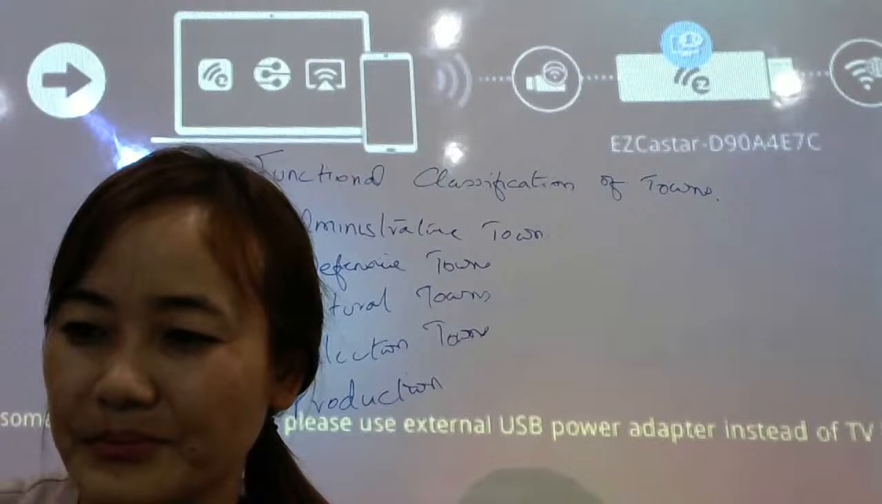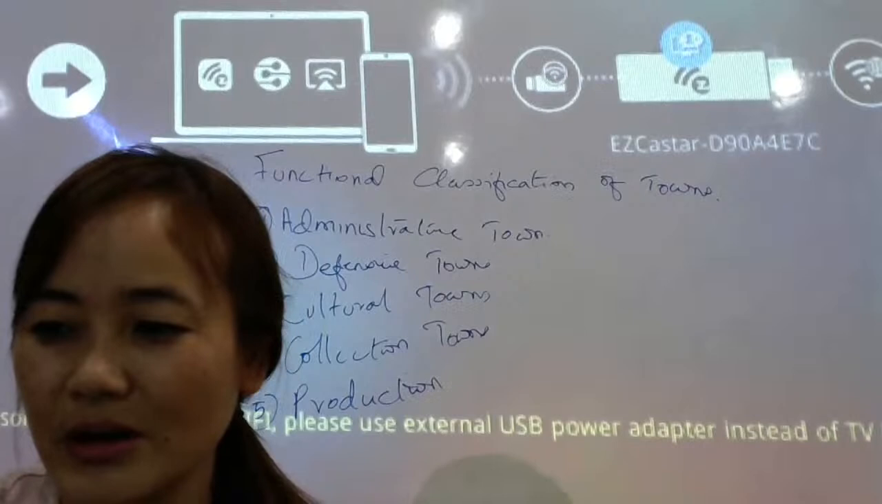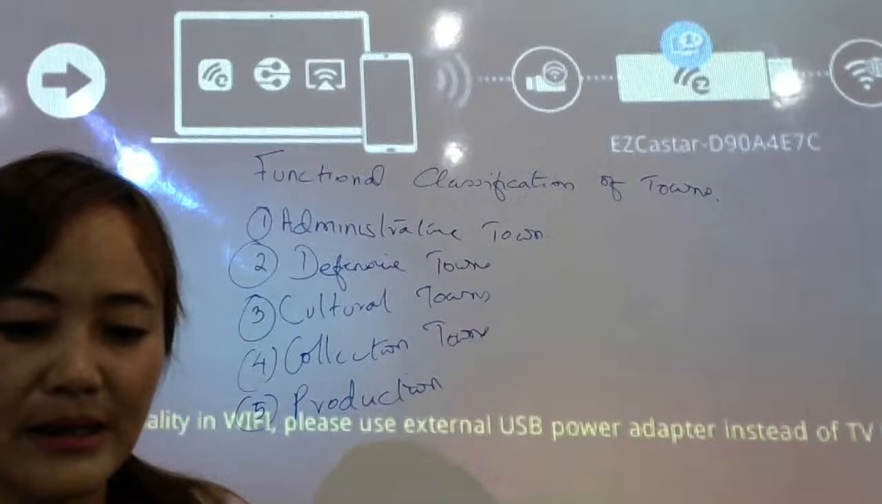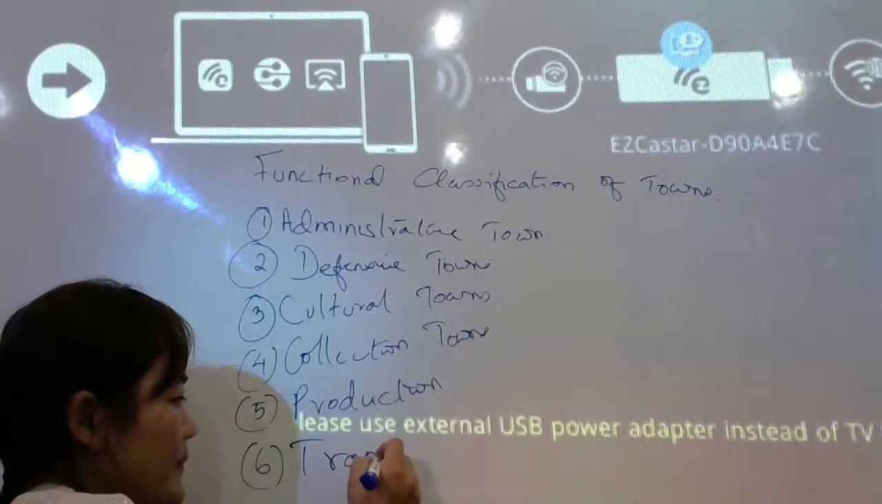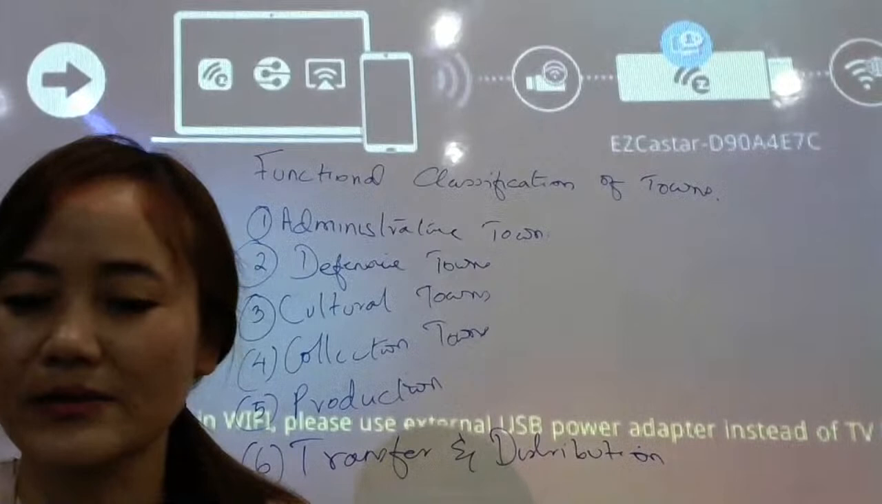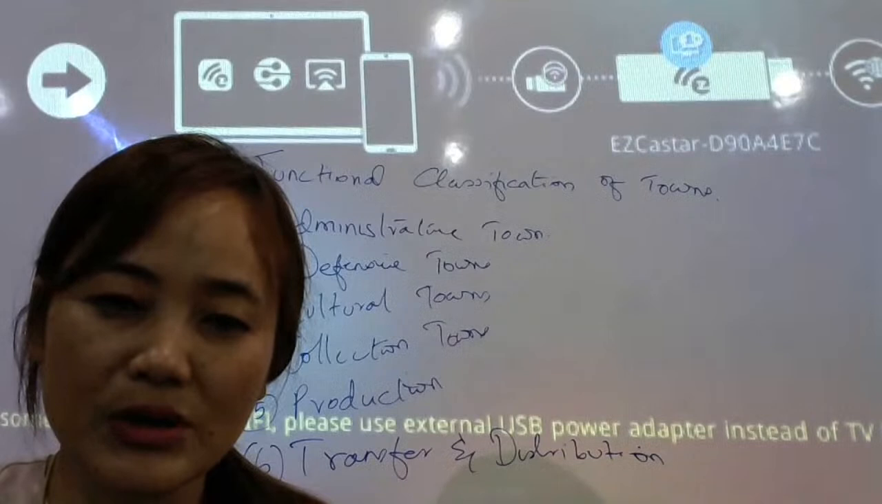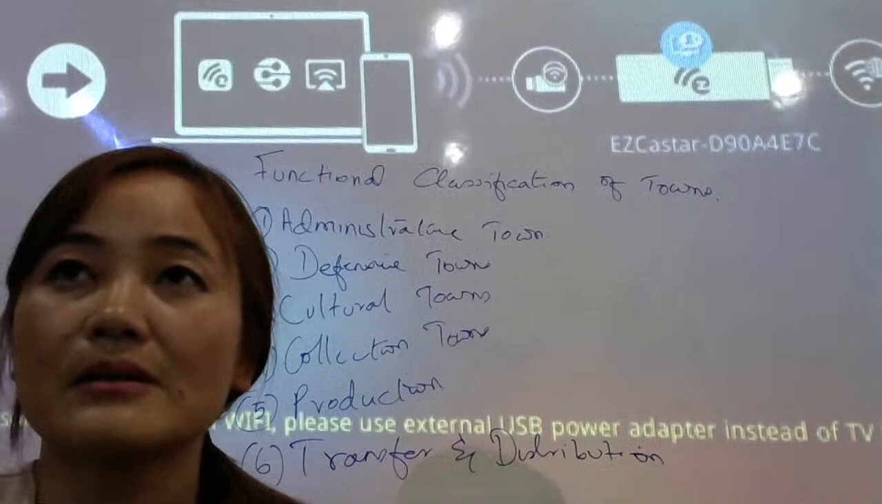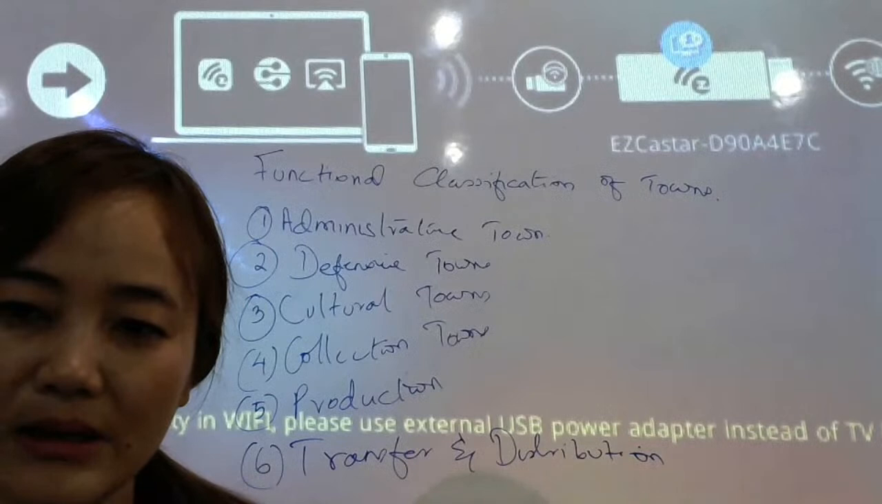Okay, so transportation is very important in production centers. And number six is transfer and distribution centers. In transfer and distribution centers, the main function of the town is trade and commerce services.